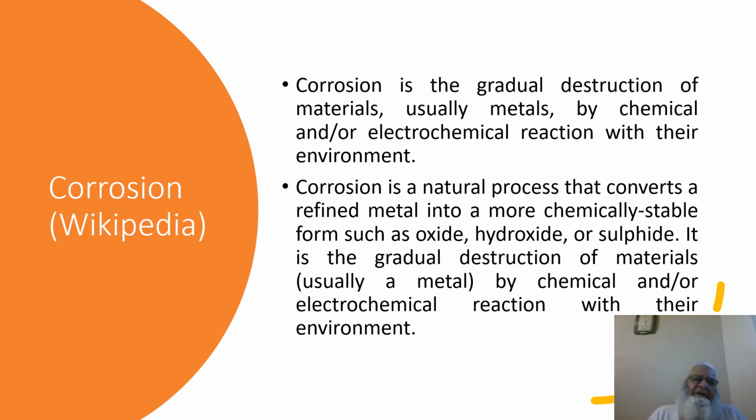The second definition from Wikipedia is that corrosion is a natural process that converts a refined metal into a more chemically stable form, such as oxide, hydroxide, or sulfide. It is the gradual destruction of materials, usually metal, by chemical and electrochemical reaction with their environment.